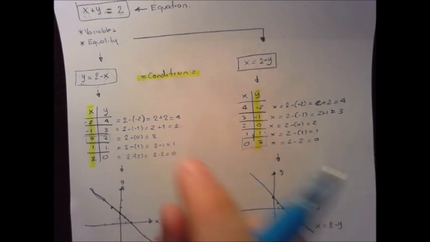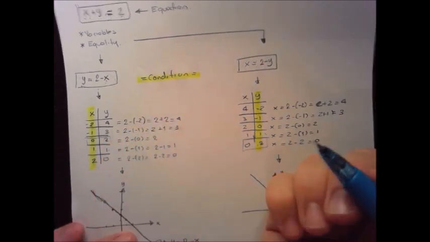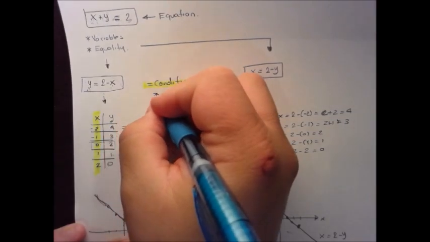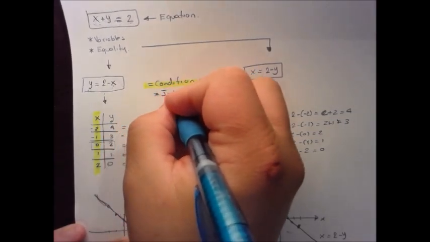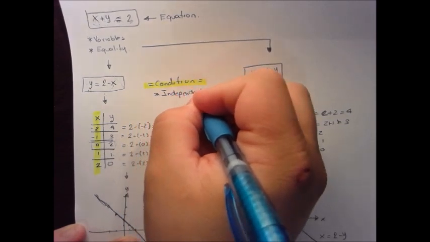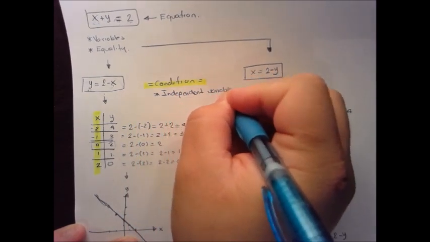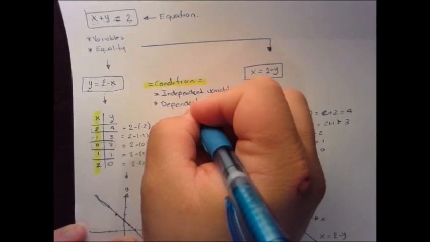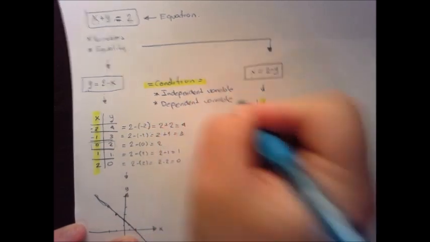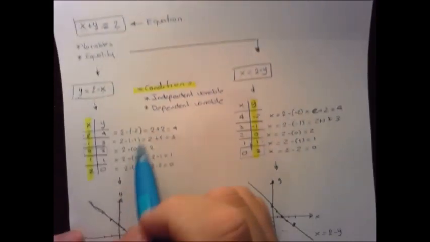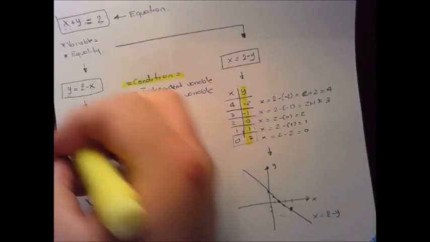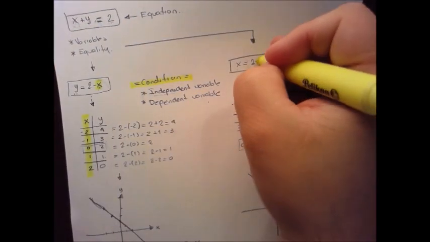Well, that condition represents that right now we are not going to have just variables. We are going to have two different variables. One is going to be called independent variable, and the other one is going to be a dependent variable. Okay, here I just have variables, but here we have independent variable and dependent variable. The independent variable in that case is going to be x, and here is going to be y.